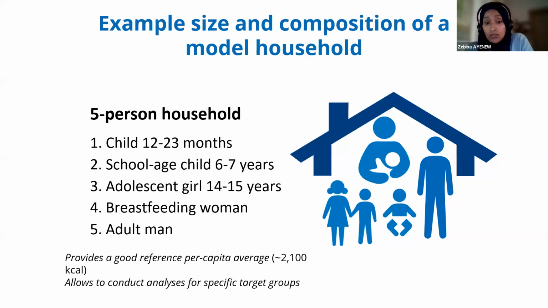So, taking the life cycle approach, it has a breastfeeding child, a school-age child. The age of the school-age child can be increased depending on the context. We also include the adolescent girl, 14 to 15 years of age, a breastfeeding woman, as well as an adult man. So this is the typical model household we use in the Fill the Nutrient Gap analysis, but it could also be modified slightly depending on the context. Next slide, please.